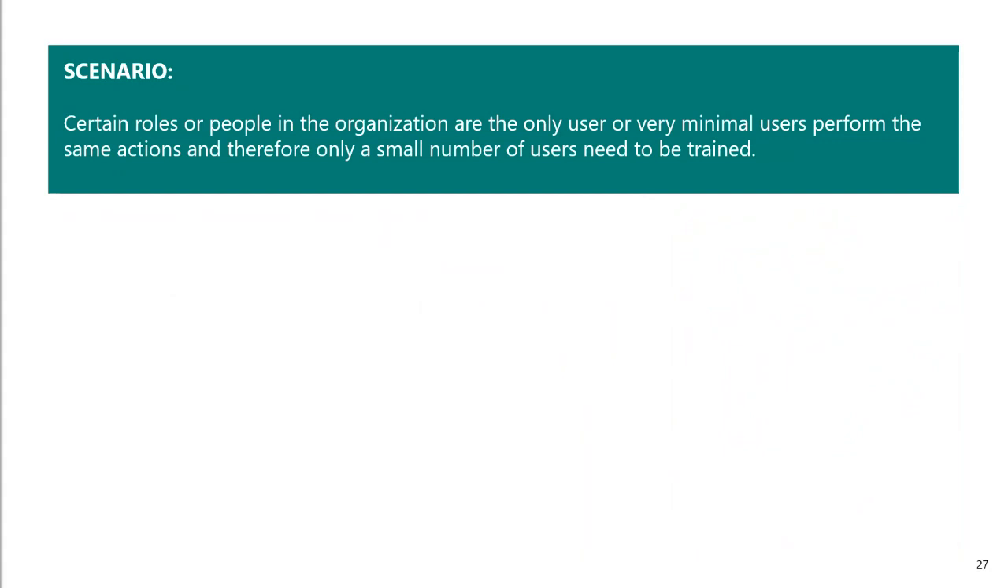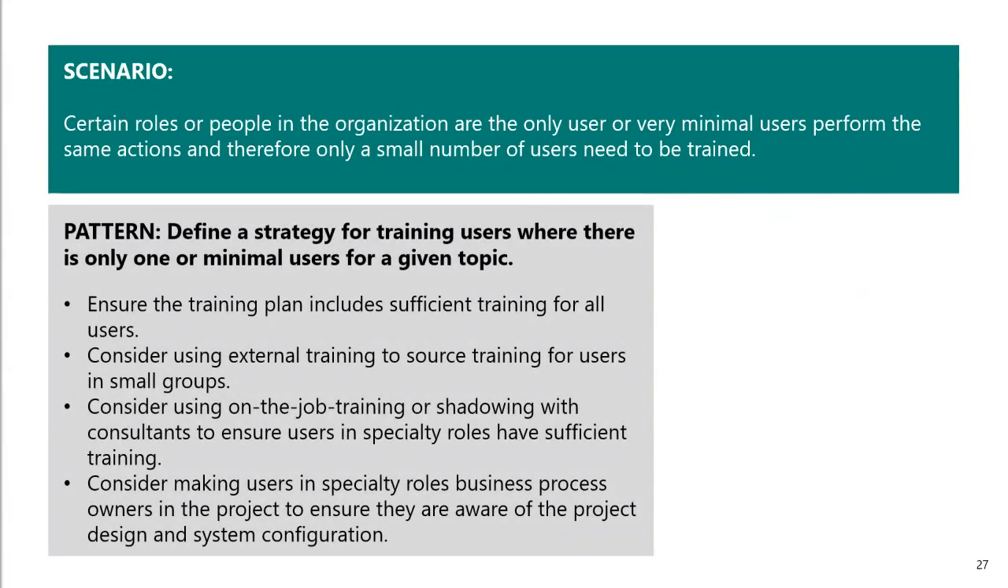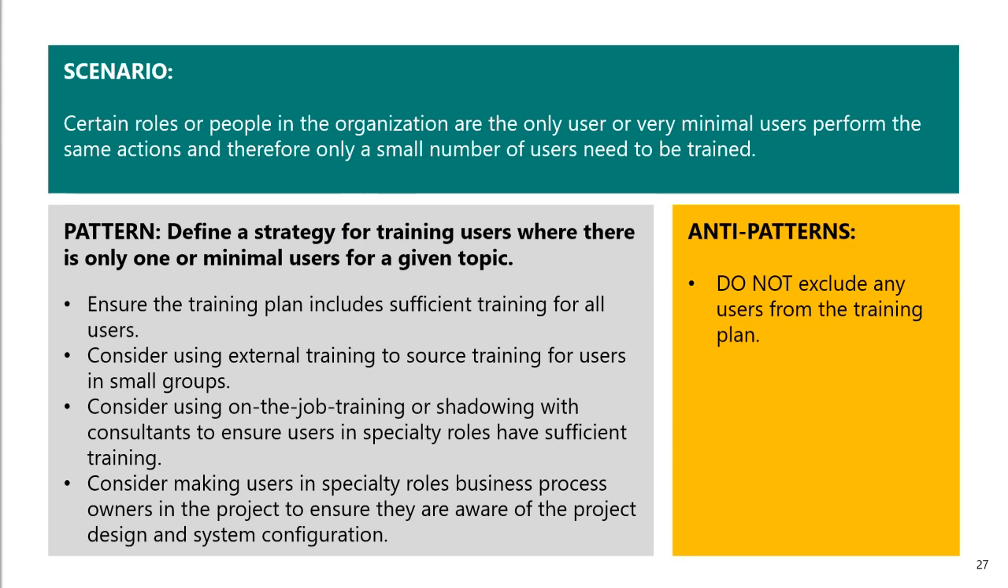In our next scenario, certain roles or people in the organization are the only user or very minimal users perform the same action, and therefore only a small number of users need to be trained. It's still important, even if there's only one person who does a particular job or a particular role, to define a strategy for training those users where there's only one user. You don't want to exclude them.